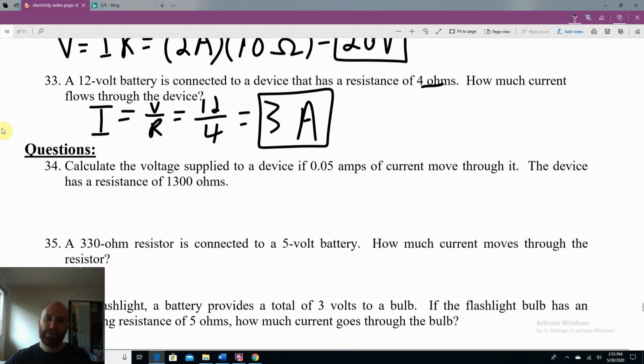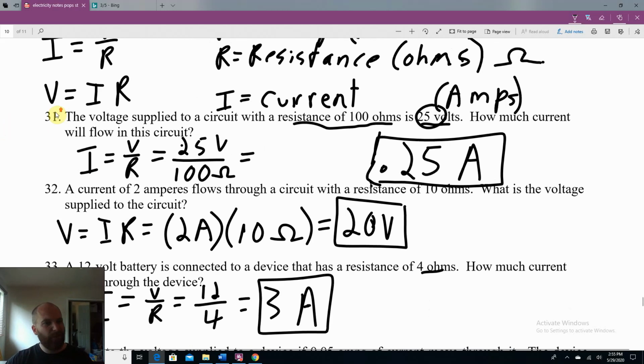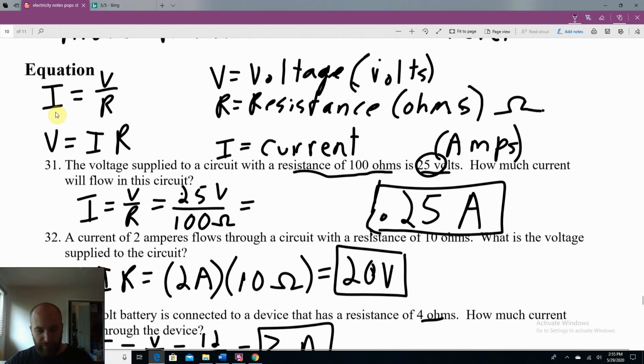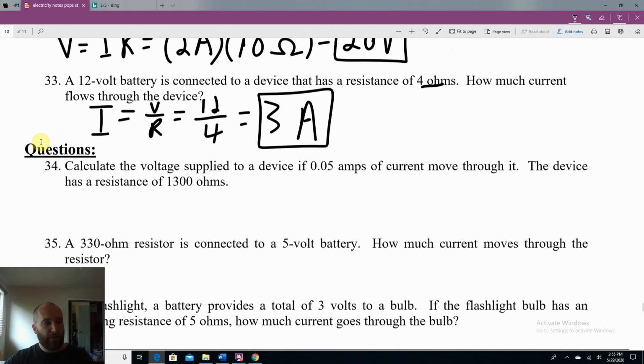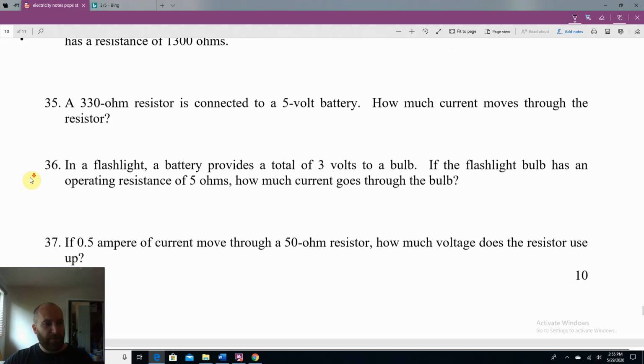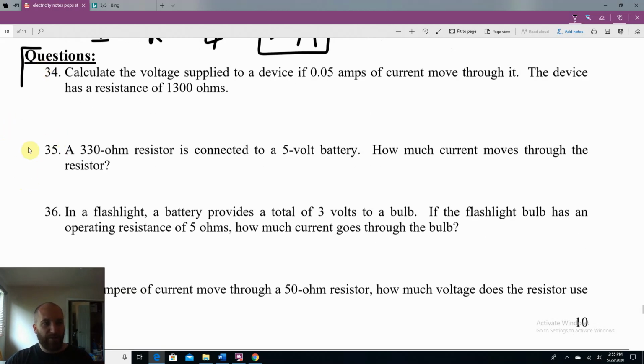Cool. So again, it's just the 2 equations, so you're really just going to figure out which of these is the best fit for whatever it is you're solving for, and then do the appropriate math, either division or multiplication. So on your own, I want you to pause the video and try the rest of these questions. That's 34, 35, 36, and 37. Give them a shot. I'm going to give you a second to pause the video, try them, and then I'll go over.